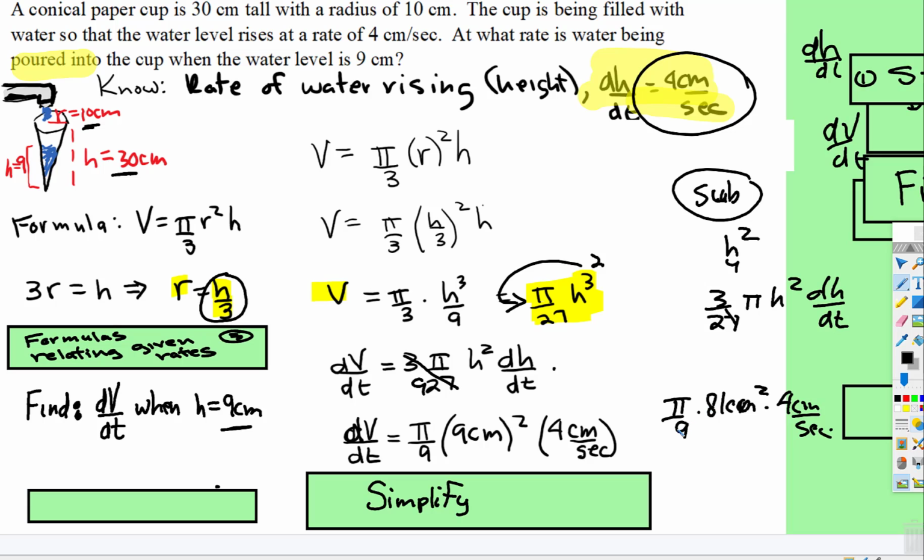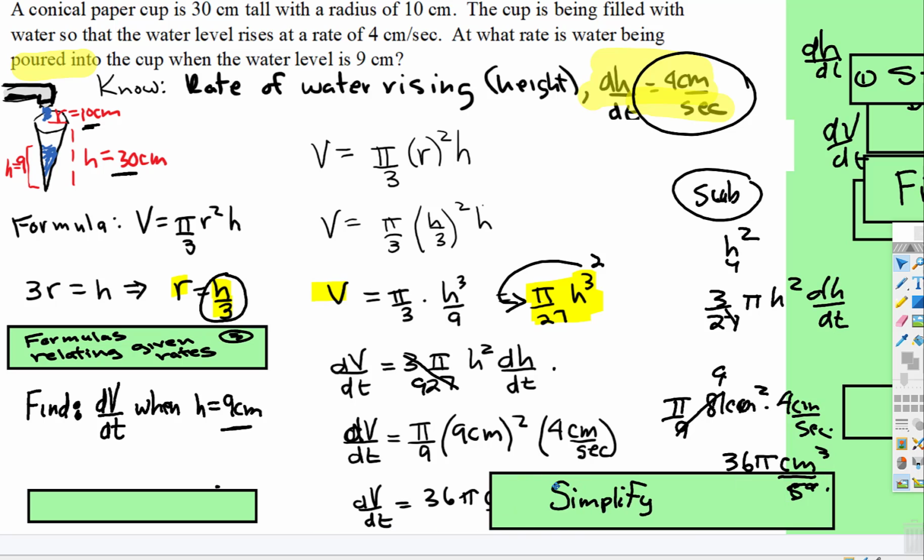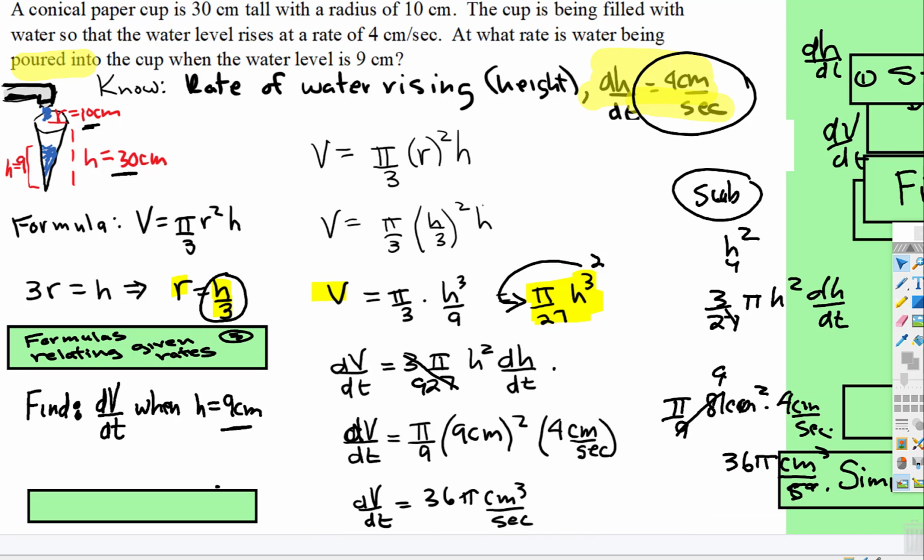Well, 81 divided by 9 leaves 9. 9 times 4 is 36. So that should leave 36 pi centimeters cubed per second. Hopefully, I didn't make a clerical error. There we go. 36 pi centimeters cubed per second is how fast that volume is changing at the exact moment the height is 9 centimeters. All right, that's it for related rates of a cone.